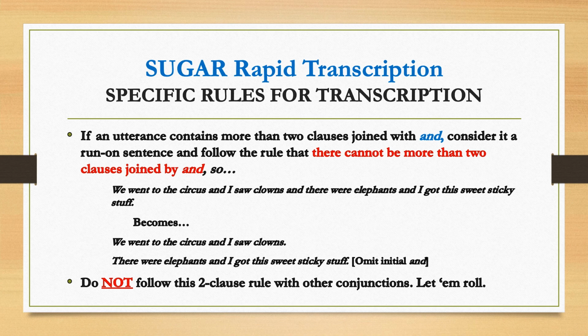Now what do you do with utterances that might be run-ons? We think of a run-on as a sentence that contains 2 or more clauses joined with and, and we do not allow more than 2 clauses joined by and. For example, if the child was to say, "We went to the circus and I saw clowns and there were elephants and I got this sweet sticky stuff," you would transcribe that as, "We went to the circus and I saw clowns. There were elephants and I got this sweet sticky stuff." Notice on the second utterance that you omit that initial and. This rule only applies to and, because when we examined our data, especially with younger children, and occurred with about 5 times more frequency than any of the other conjunctions. For any of the other conjunctions, you just let them come in as an utterance.